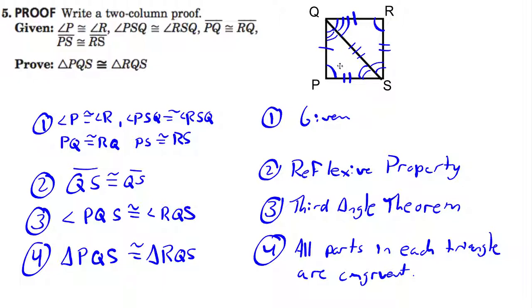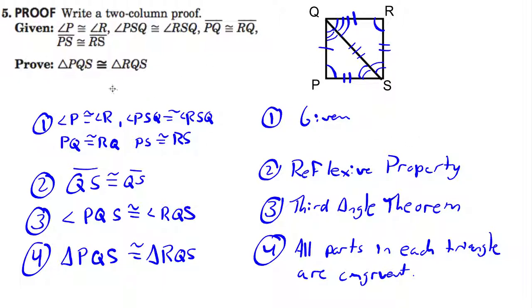So we have two sides are congruent to each other. The third side is congruent to each other because it's the same side. It's equal to itself from the reflexive property. And then the third angle must be congruent because of the third angle theorem, which we looked at in the previous lesson. So that's it for the proof. And we can show that these two triangles are congruent.